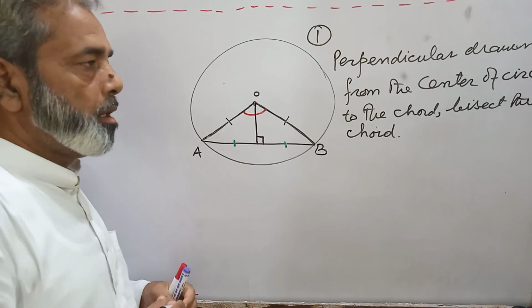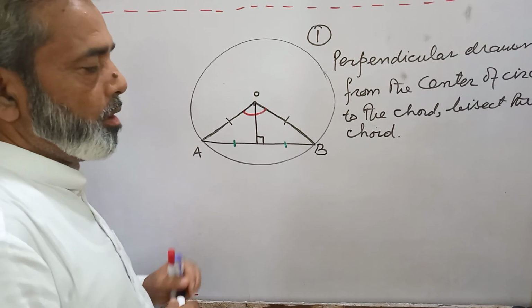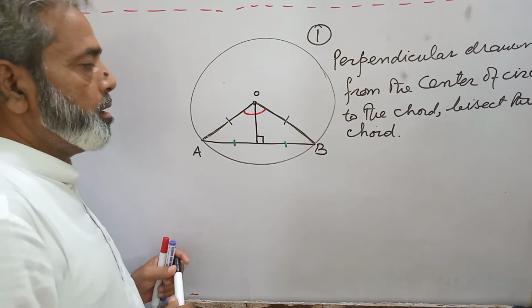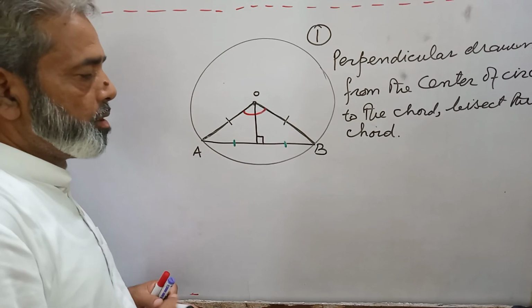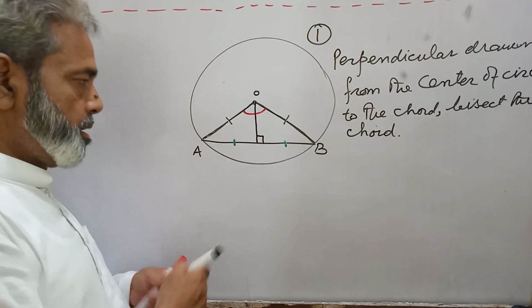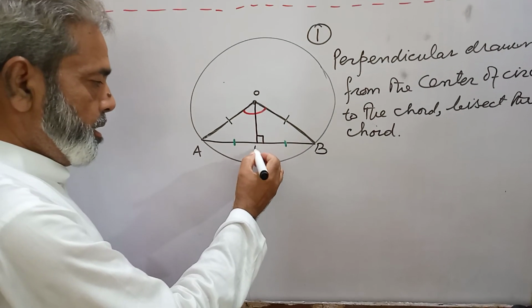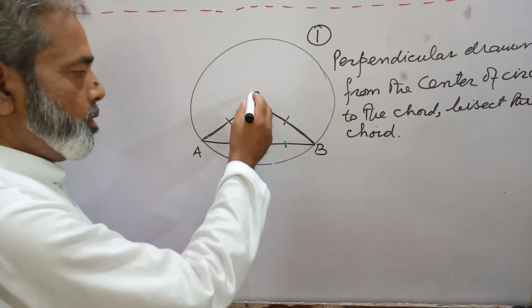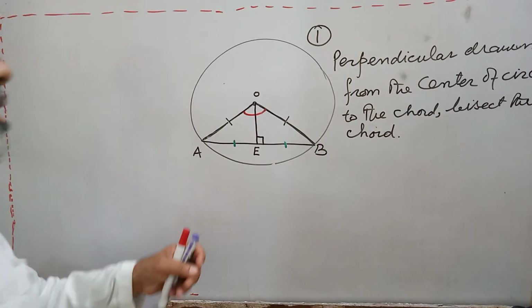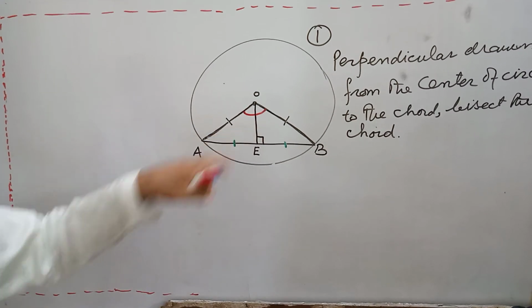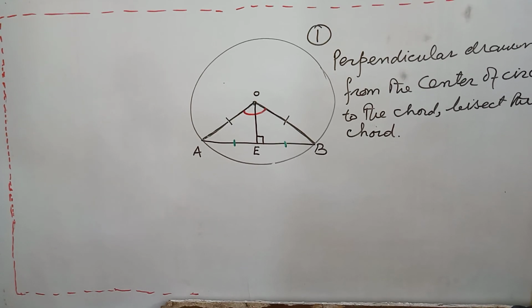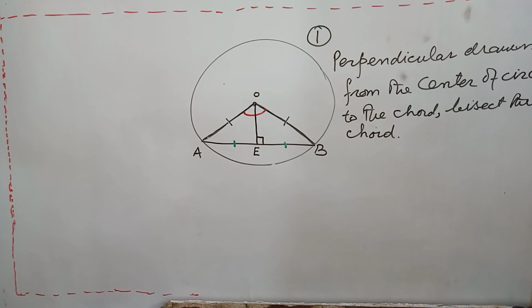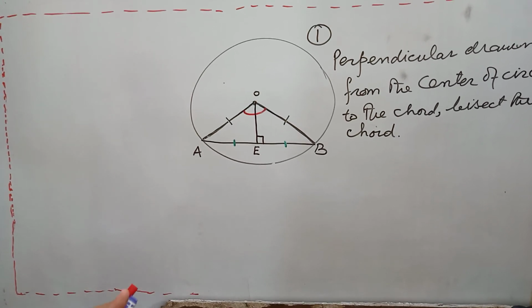Now, when we join O to A and O to B, this triangle OAB is an isosceles triangle, and if we name this point E, this is the right angle triangle OEB, and both right angle triangles are equal in area and equal in sides. So this is the first property of the circle, angle properties of the circle. I hope you will understand this.